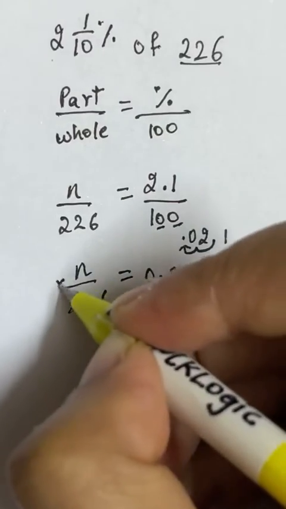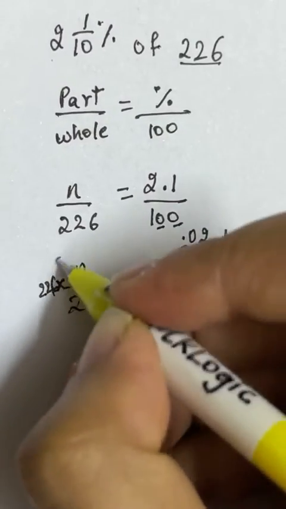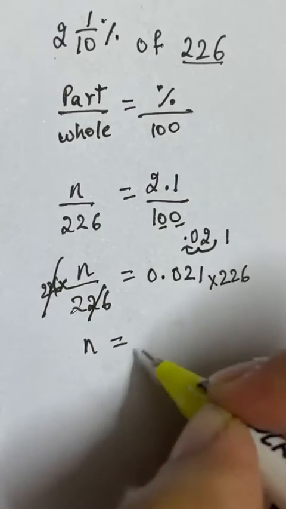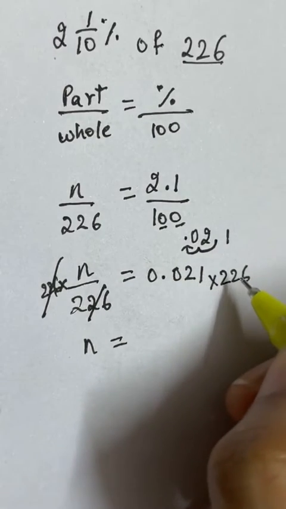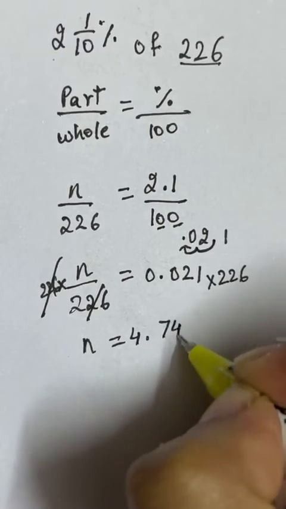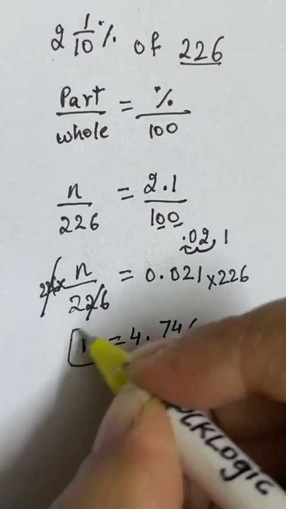Now you just cross multiply or multiply both sides by 226. 226 here, here also 226. So this and this get cancelled out, so you're left with n. N is equal to 0.021 times 226, which is 4.746. That's it.